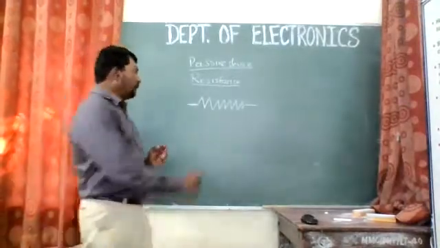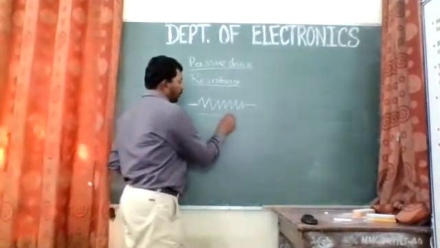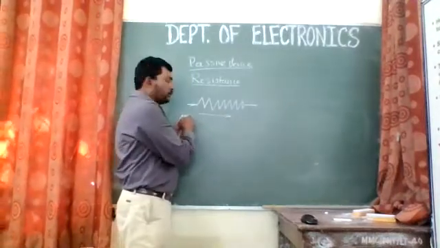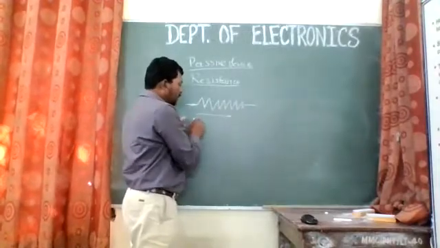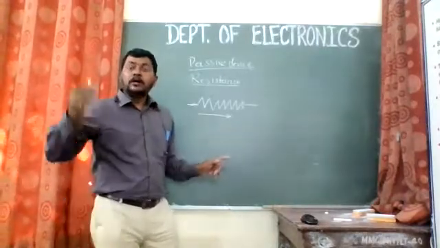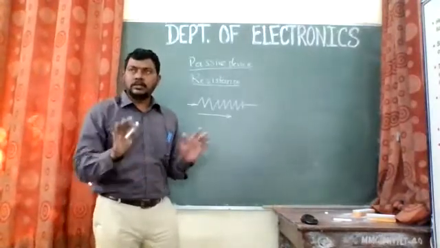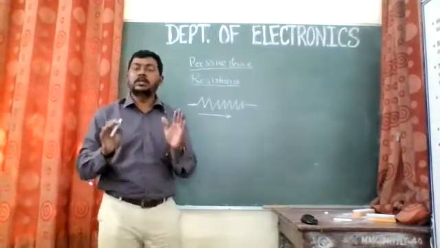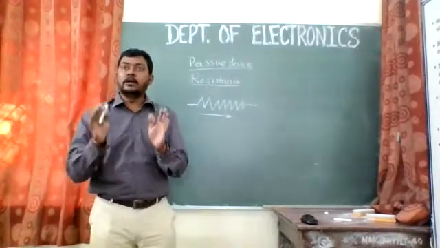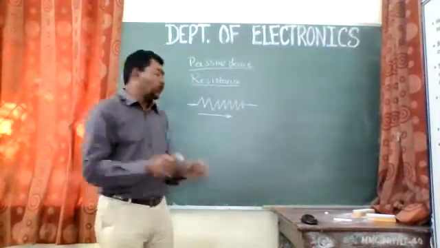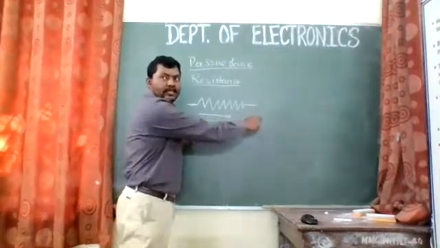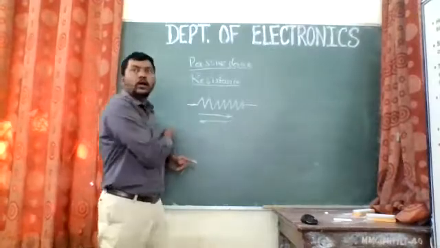Also, one more thing: if the current is supposed to flow from this direction, meaning the positive charges are going to flow from one point to another, and the direction of flow of charges is in this direction, then the flow of electrons, just listen carefully, being negatively charged, will be in the opposite direction. So the current is supposed to flow in this direction and the electrons are supposed to flow in the opposite direction.